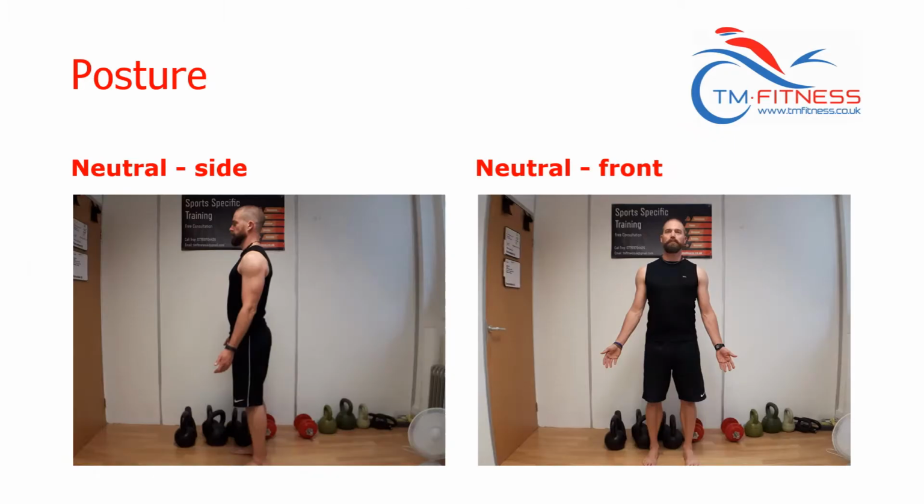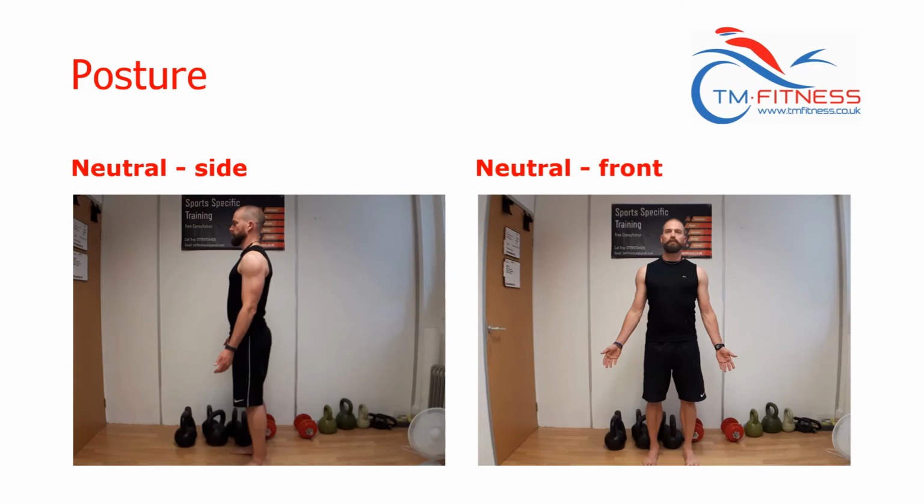So here's an example of what a neutral standing posture might look like, and even when you look at this, you can see my lower back has a slight curvature there. My pelvis is slightly tilted forward, so even though that's a neutral posture for me, that wouldn't necessarily be referred to as a neutral spine, but everybody's body is different. So what is neutral for one might not necessarily be neutral for another.